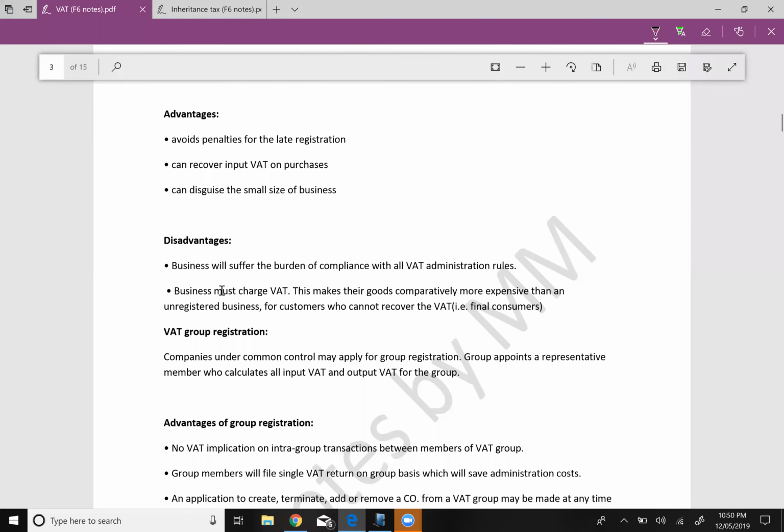Now, basically if the whole group is registered for VAT, then all the within-group transactions will not fall in the scope of VAT. So all the intra-group transactions will be eliminated. Between the group members, there must be some sales and purchases, right? On sales you would charge output VAT, and on purchases you would pay input VAT. But if you have registered the whole group for VAT, on your intra-group transactions you will not charge any output VAT and you will not pay any input VAT. So that is one advantage.